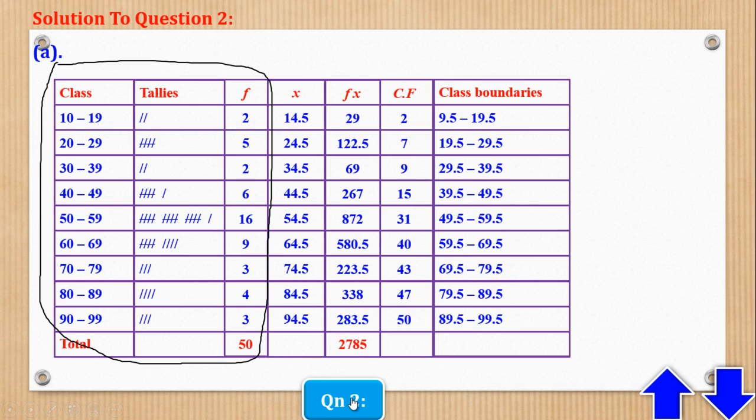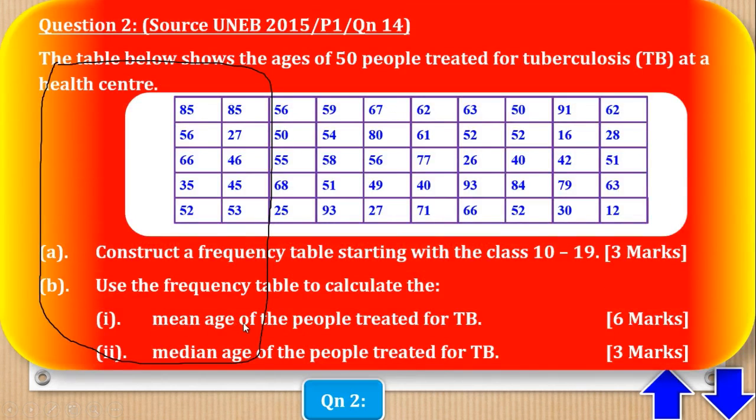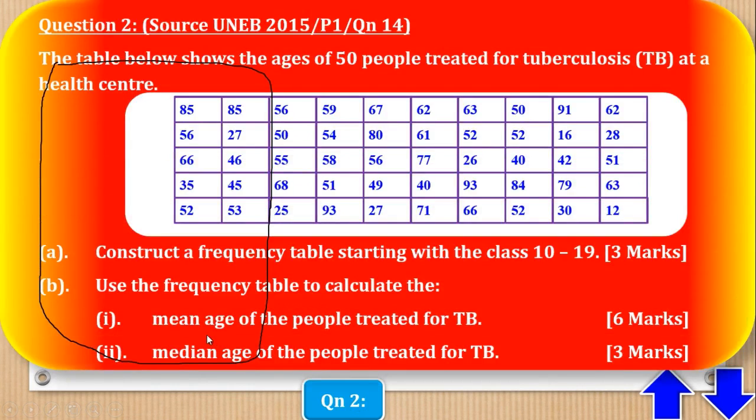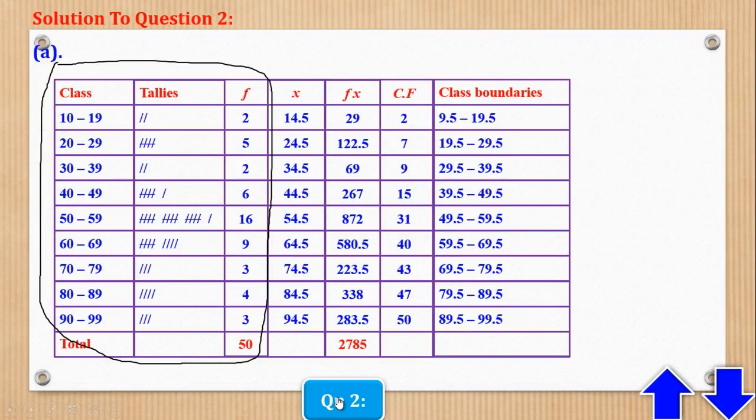For example, in this question they asked for the mean. When they ask for the mean, it means you have to add a column of x and fx. When they ask a question of the median, it means you have to add on a column of CF and class boundaries. So CF and class boundary is because they ask for the median. Then x and fx is because they ask for the mean.